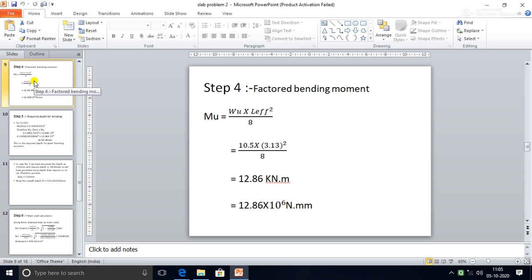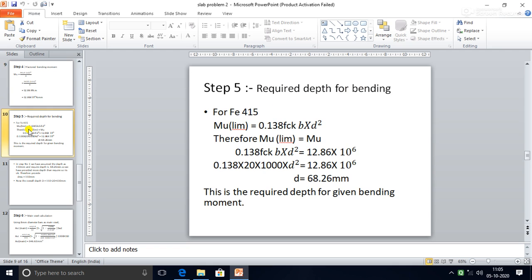This is the ultimate bending moment acting on the slab, and this bending moment we have to consider for the calculation of required depth, because depth is the only criteria to resist the bending moment. So it is very important.